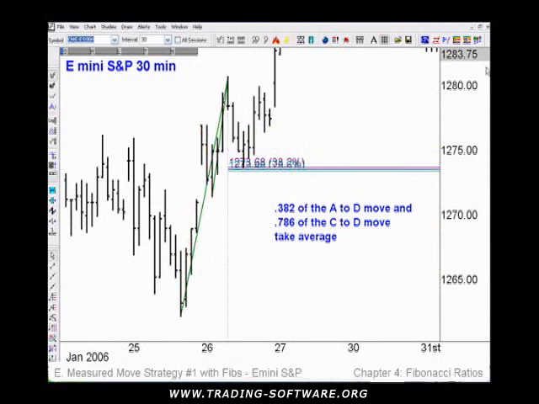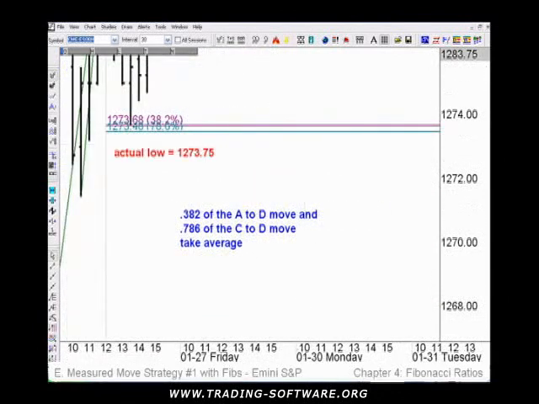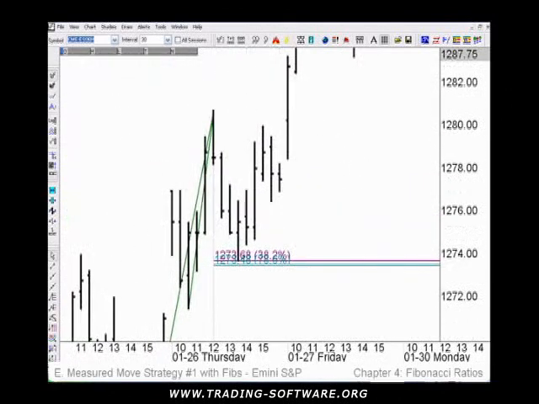Let's take a closer look just to see where price came in at. The actual low came in at 1273.75. That's how accurate this method is. Now let's open this up a little bit more. This is the 30-minute chart. Let's go to the 10-minute chart just to blow it up so we can see the details.